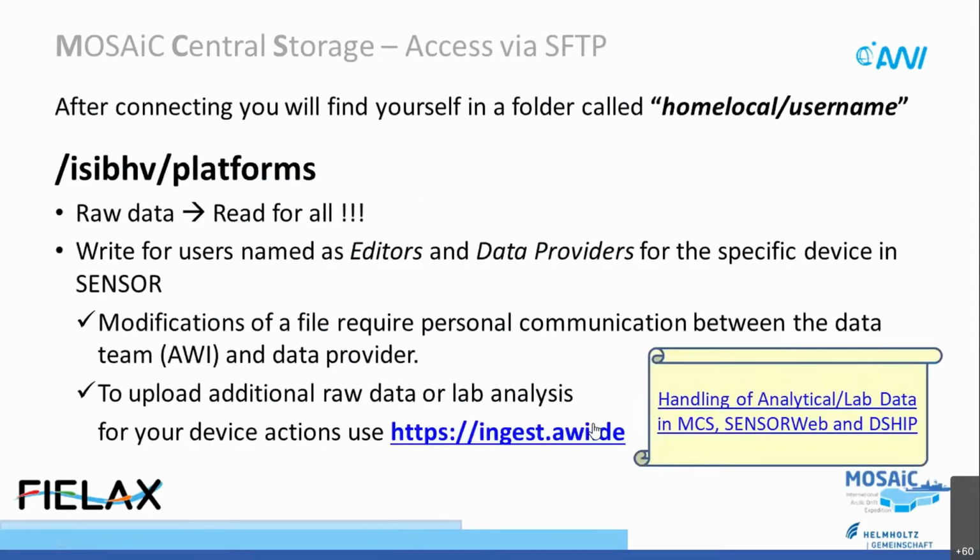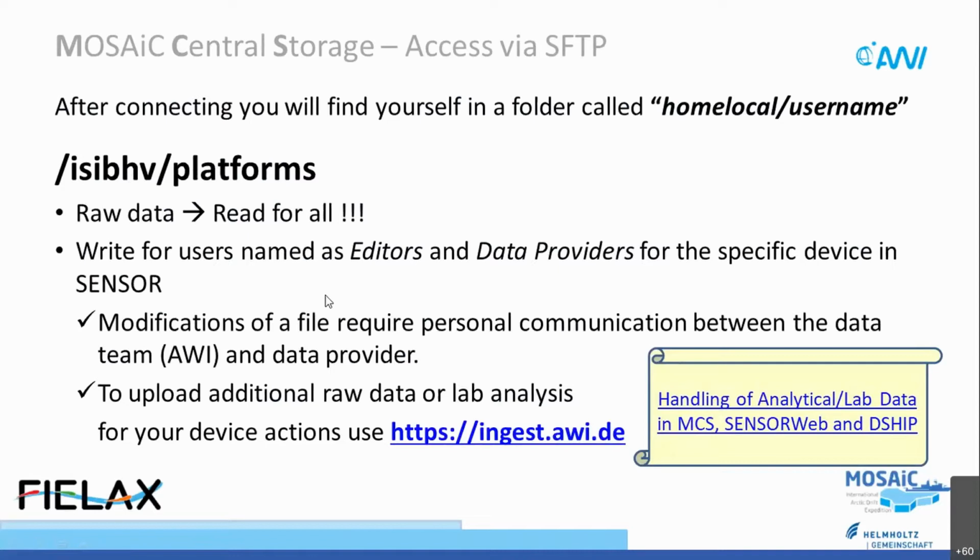And once connected to the MCS, you're in a folder called home, local, and your username. But what we need, you have to go to easy, EHV, and platforms, and that's like platforms on Polarstern. And there you can find your raw data, readable for all.